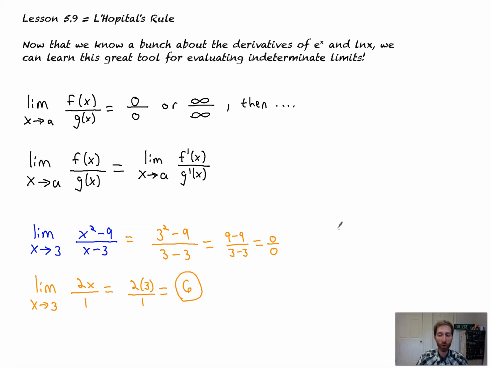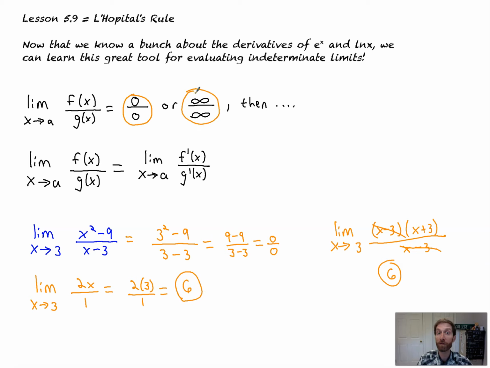So the old school way, just to show you that it is indeed 6, we would factor x squared minus 9. So you get x minus 3 times x plus 3 all over x minus 3, and these divide out. And then we plug in 3, and 3 plus 3 is 6. So old school was 6, new school was 6. Doesn't matter which method you use for this, but here's the key. Anytime you get 0 over 0 or infinity over infinity, we know we can use L'Hopital's rule. And let's do a little more practice on that.